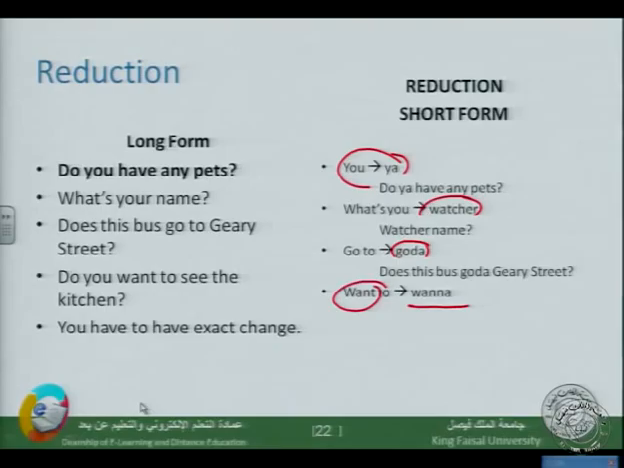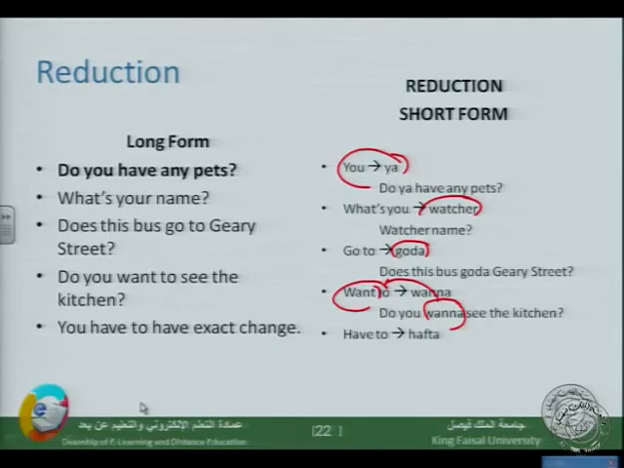Do you want to see the kitchen? Want to becomes wanna. Do you wanna see the kitchen? Some students make some mistakes when they use wanna or gonna. They say, do you wanna to see the kitchen? That's incorrect. Wanna is originally want to, if you want to return it to the long form. So there is no need to use another to. So, do you wanna see the kitchen?